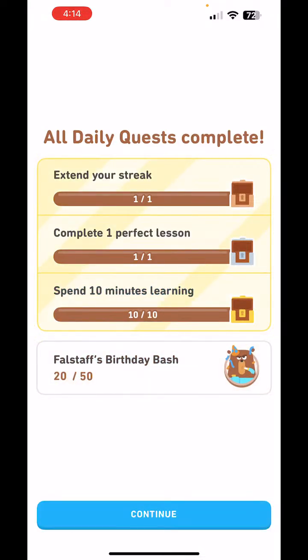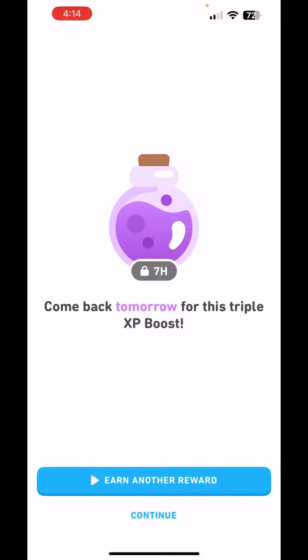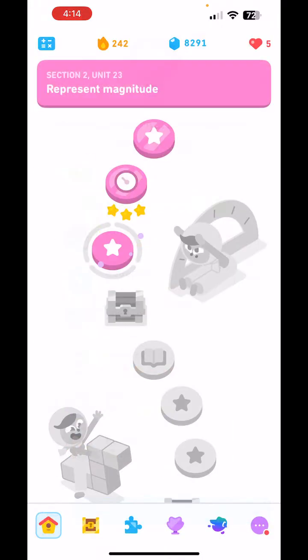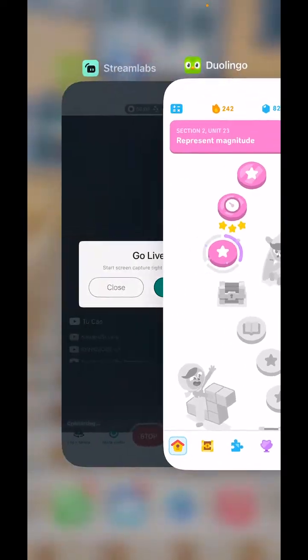But look at that. We did all our daily quests for today. So we are done with our math lesson. If you were only here for the math, thanks for joining. If you want to see what we'll do next, stick around. So we are done with Duolingo. We are moving on to the Busuu app, where I am learning Spanish.